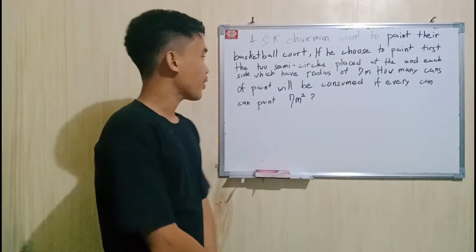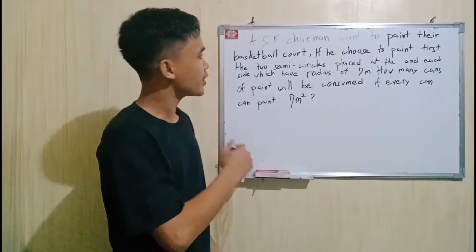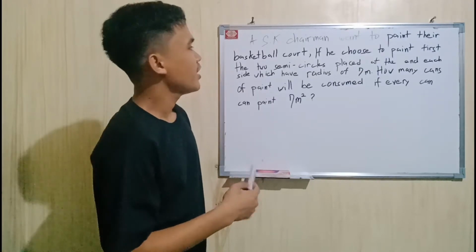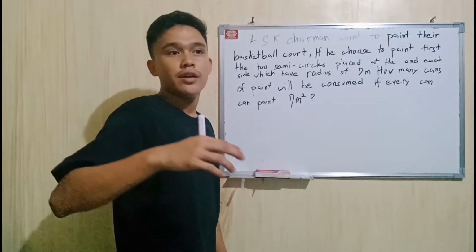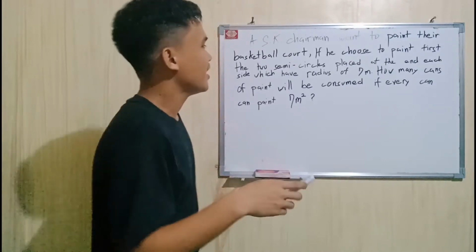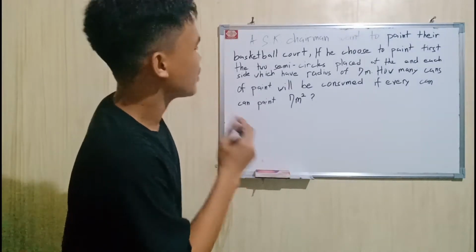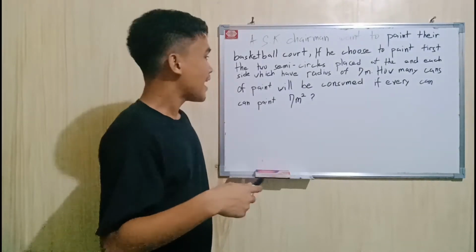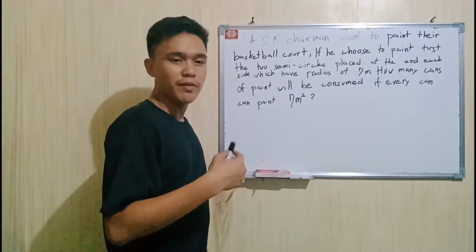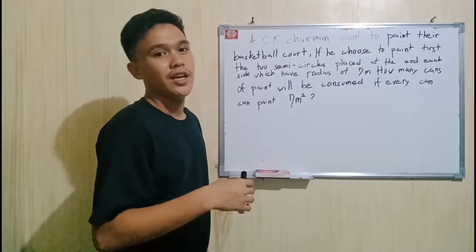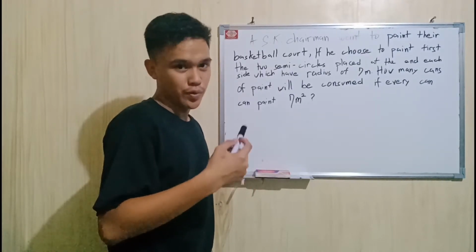And our last example is: SK German wants to paint their basketball court. If we choose to paint first the 2 semicircles, or the inside of the 3-point lines at the end of each side, which have a radius of 7 meters, how many cans of paint will be consumed if every can paints 7 meters squared?